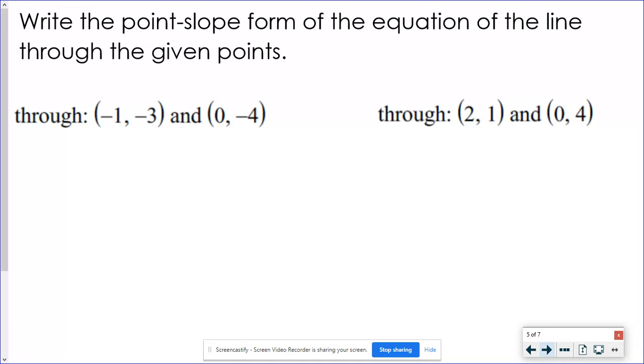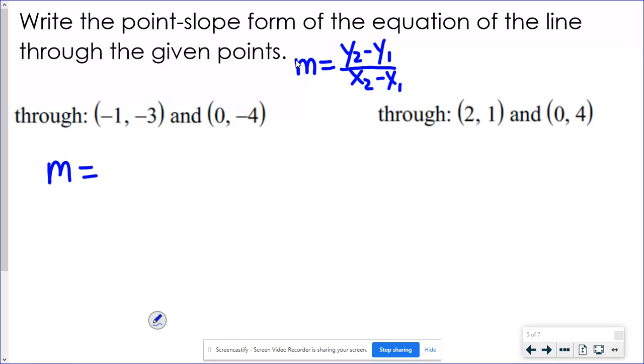These problems, I'm not giving you the slope. You're going to have to find the slope. So when I have the 2 points, you know that we can use our slope formula. Y sub 2 minus y sub 1 over x sub 2 minus x sub 1.